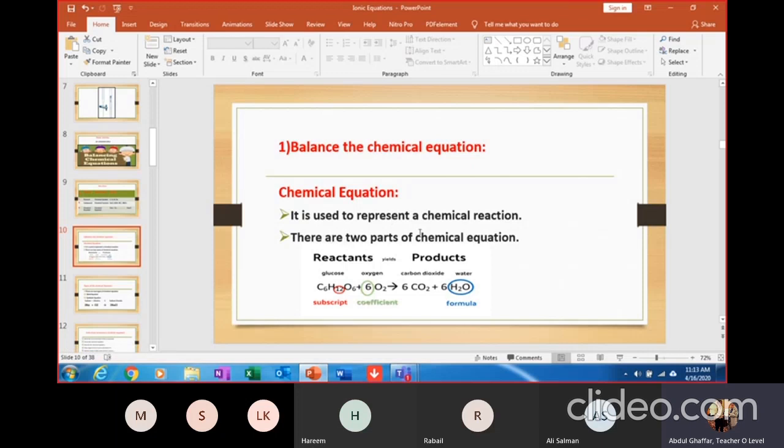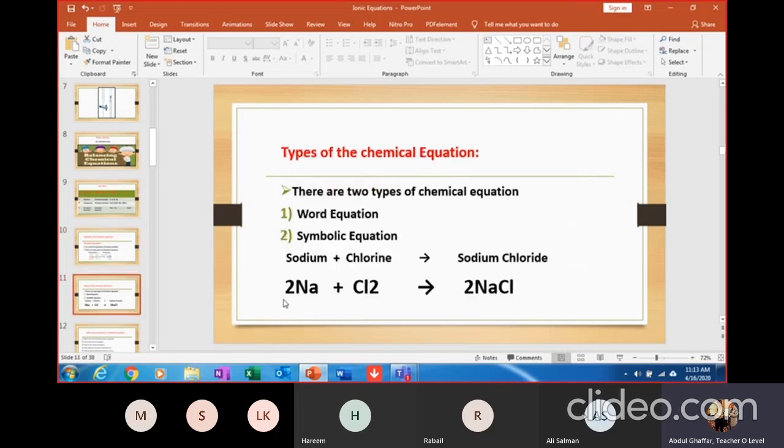And there are two parts of the chemical equation, you know very well. One is reactant, and the second one is product, right? Reactants react with one another and they form the product. Okay, then there are types of chemical equation. There are lots of other types, but there are two main types. One is the word equation, the second one is the chemical equation or symbolic equation.